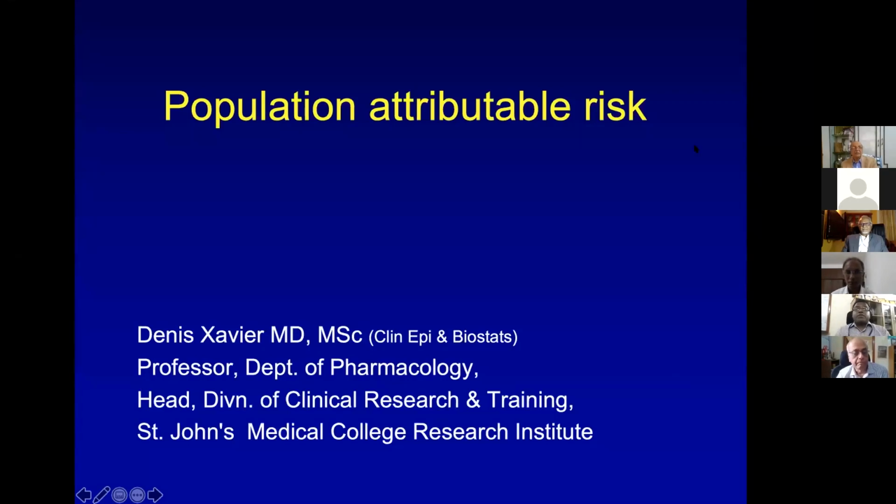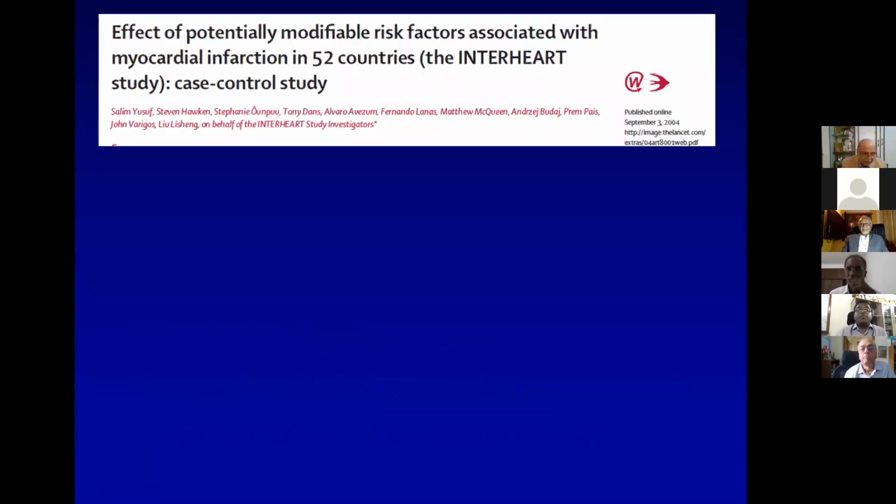The first time I heard about this was when the Interheart study was published, and I'm sure all of you have read about this, a classic study, and it's been included amongst the vintage papers of the Lancet over the last century or so. So let me use this example and dive straight into what is the meaning of population attributable risk, and I'll give you examples from this study as well as another study that we were involved in, which is the Interstroke study.